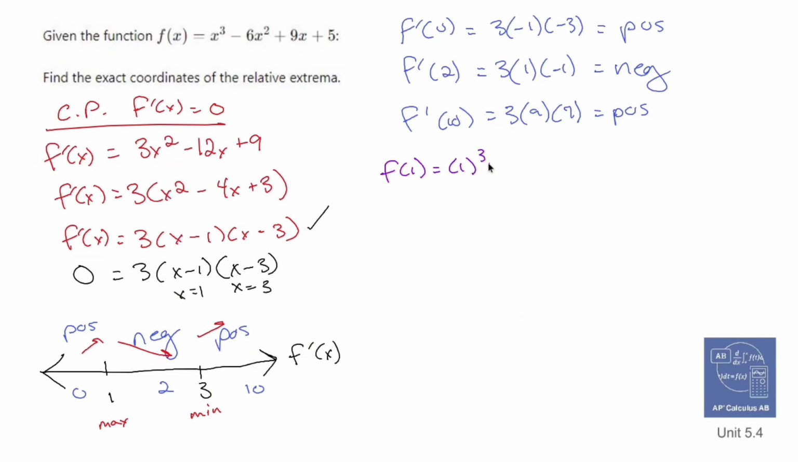1 cubed minus 6 times 1 squared plus 9 times 1 plus 5. That's going to get me 1 minus 6 times 1 plus 9 plus 5. So 1 minus 6 is negative 5, plus 5 is going to disappear, so we end up with 9. So what we have so far, and I'll write it down here in purple, is I knew that at 1, I get 9, and that's a relative maximum. So I have a relative max at the point 1, 9.